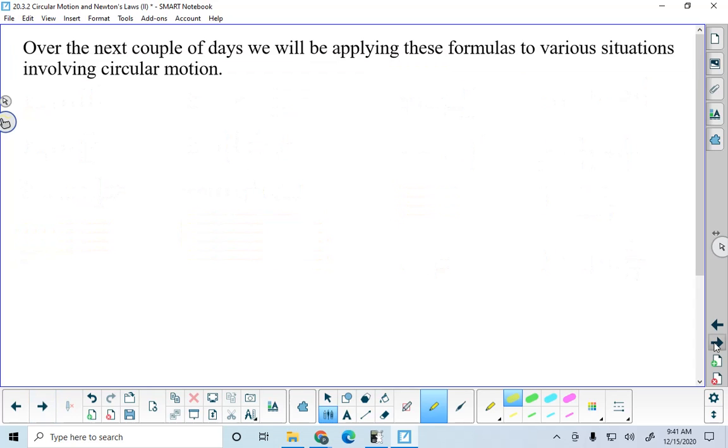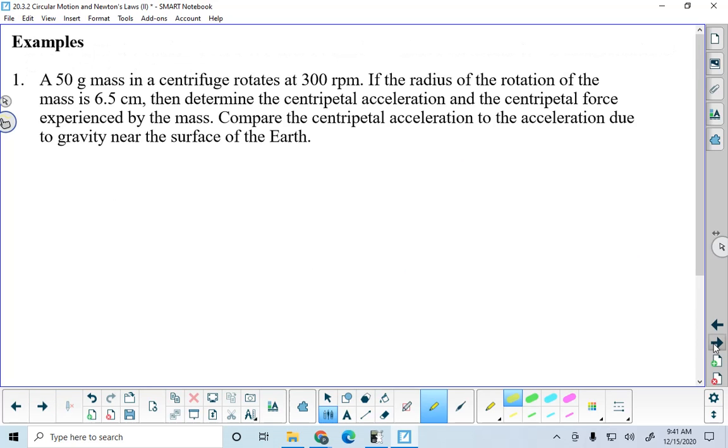All right, now let's get to the part of the lesson that I think most people are more comfortable with, and that is calculations. So let's read this question together. We have a 50 gram mass in a centrifuge. Now what a centrifuge is, is something that spins very, very fast.